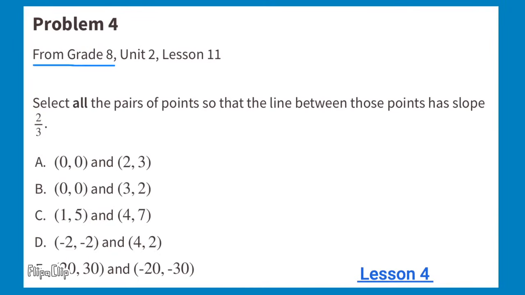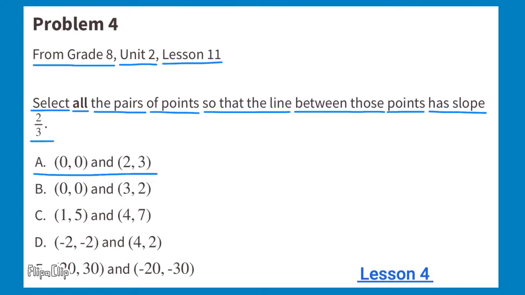Problem number 4 from 8th grade, Unit 2, Lesson 11. Select all the pairs of points so that the line between those pairs has slope 2/3. A. (0, 0) and (2, 3). Coordinate y2 minus coordinate y1 over coordinate x2 minus x1. That would be 3 minus 0 over 2 minus 0. So we have 3 halves, 3 over 2. It's supposed to be 2 over 3, so that doesn't work.